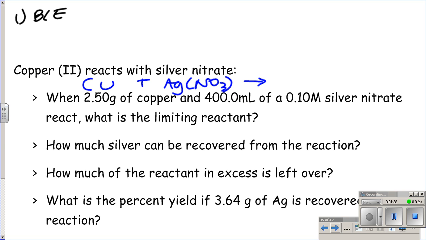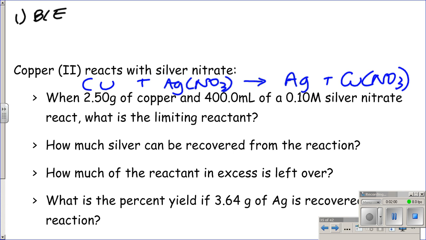What kind of reaction is this? Single replacement, right? So we're going to go ahead and assume copper can replace silver. Copper is more active than silver, and that is a correct assumption. All right, what's it make? Ag, so pure silver. And? Copper 2 nitrate.